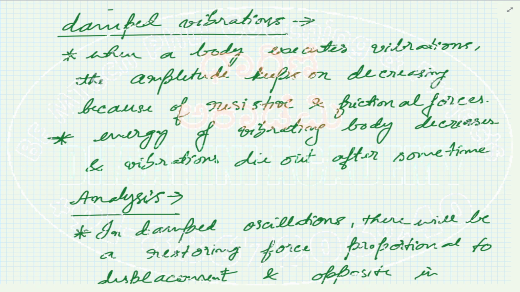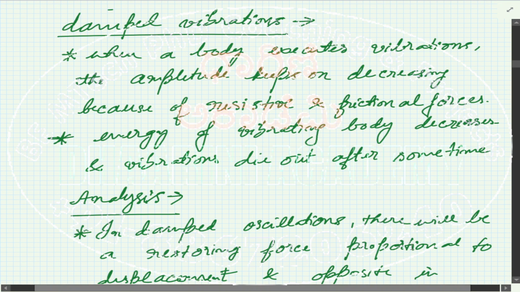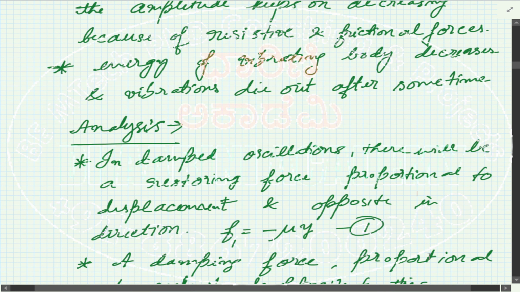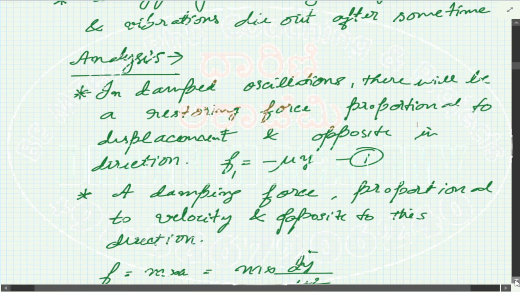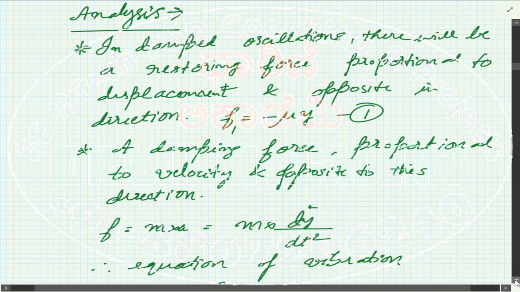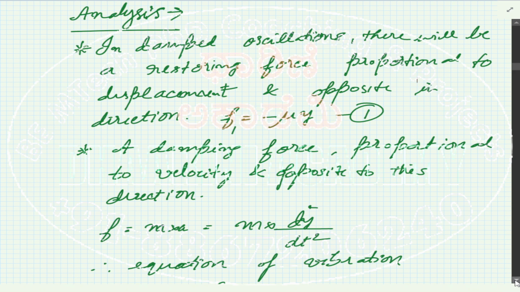So what are the different types of forces acting on this? We can see that there are two types of forces acting on the body which is going to have the damped oscillation or damped vibration. First, there is a force which was already existing. It is a restoring force. So F1 is equal to minus mu into y. That's an obvious point, like the previous case.